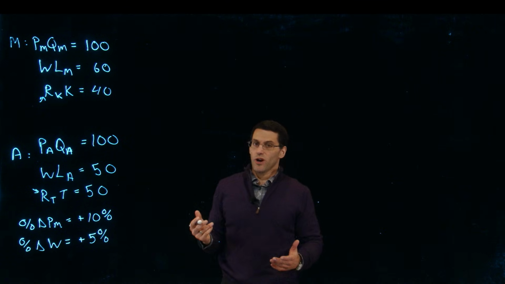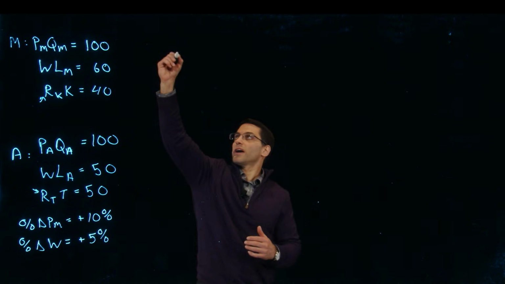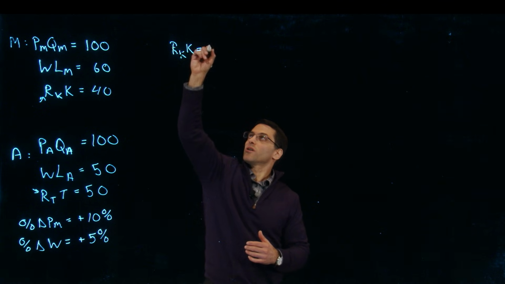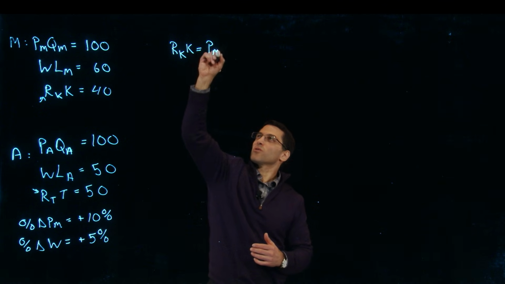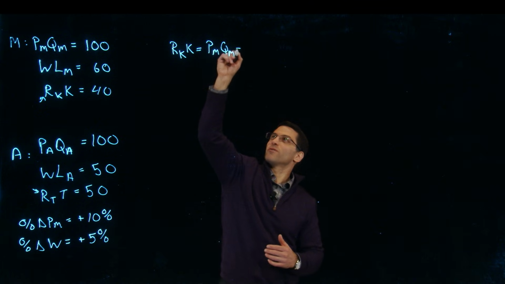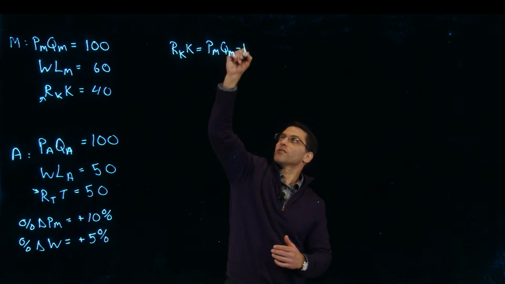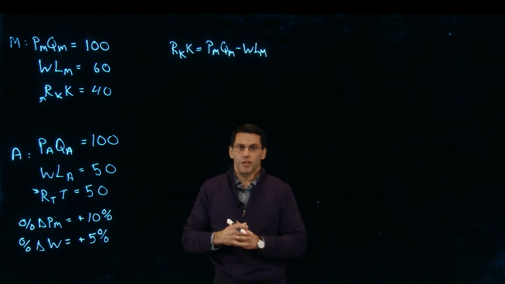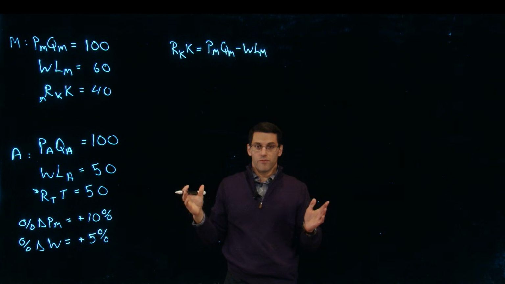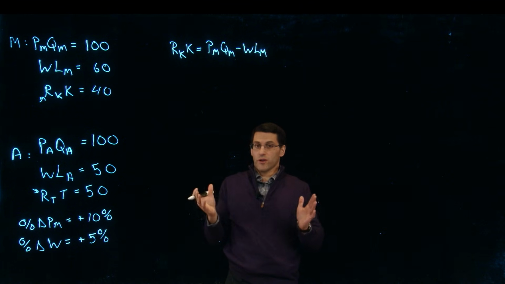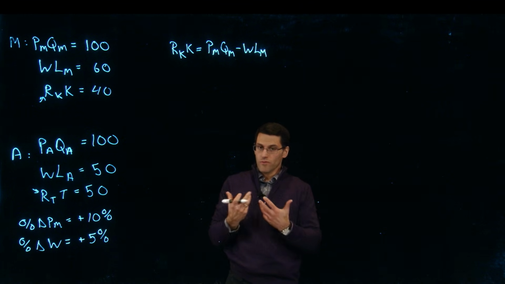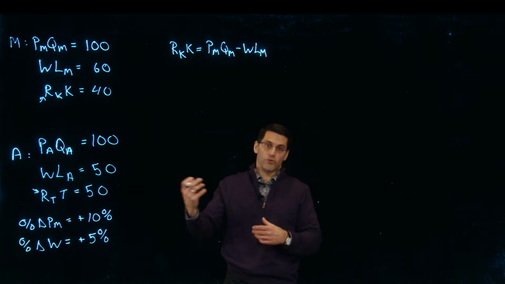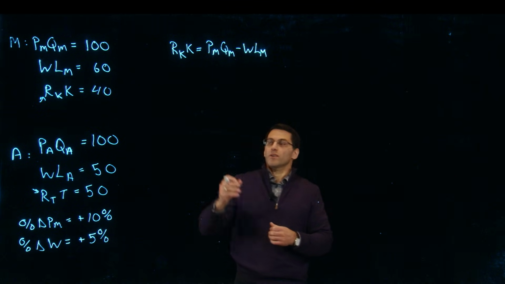Well, first, we start off by recognizing that payments to capital are simply equal to revenue in manufacturing minus payments to labor. Again, competitive markets, there are no other factors of production, so all of the revenue in the manufacturing sector has to get paid out either to the workers or to the owners of the capital. So we start with this.